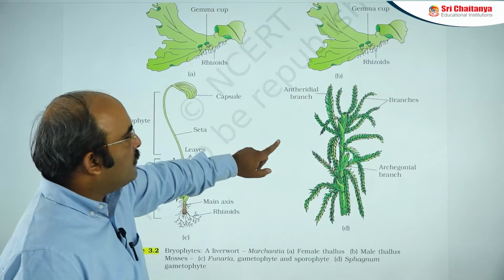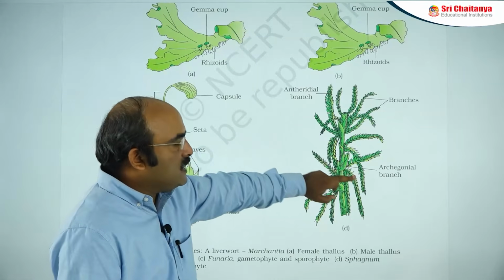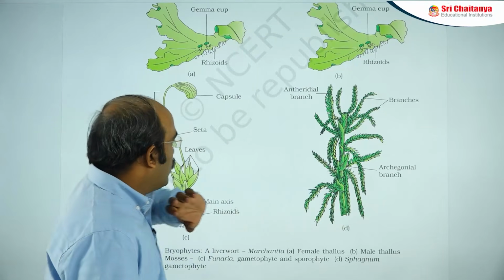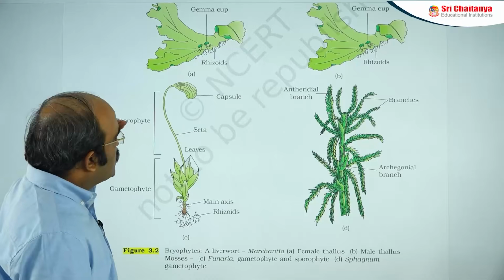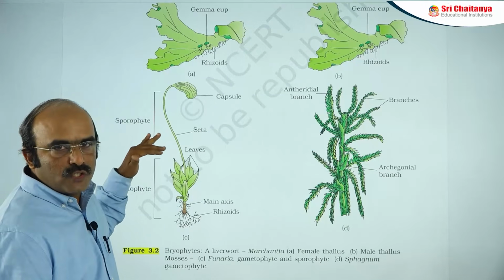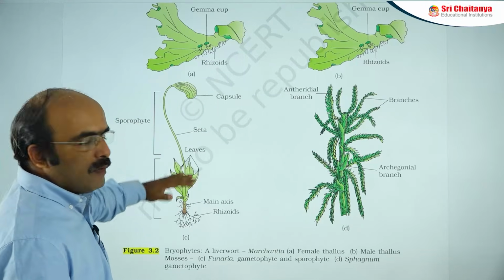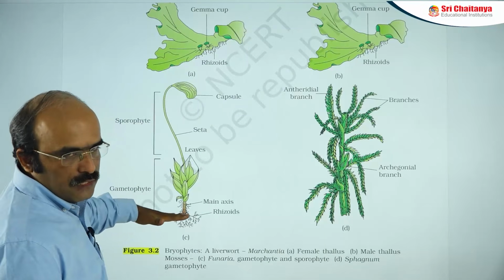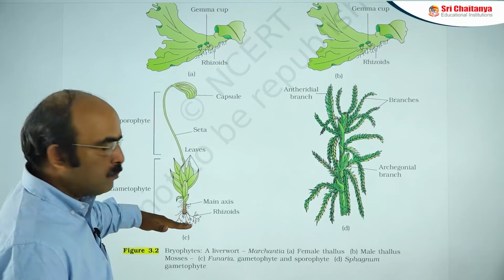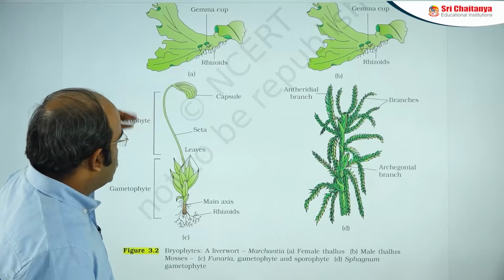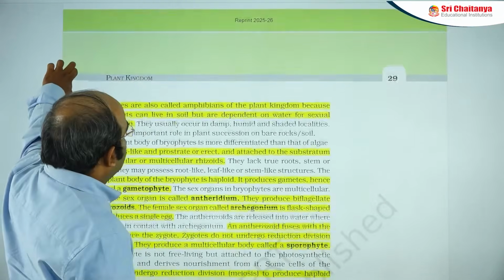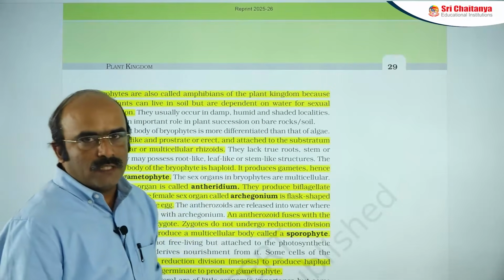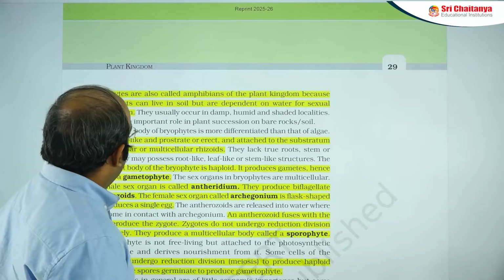And you could see here the antheridial branch is above the archegonial branch. You could also see the sporophyte and gametophyte clearly in the diagram of Funaria, which shows the gametophyte as the lower stage where all structures are haploid, and the sporophyte as the diploid stage. So these are some of the points with regard to the bryophytes.